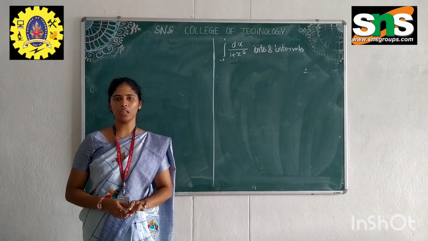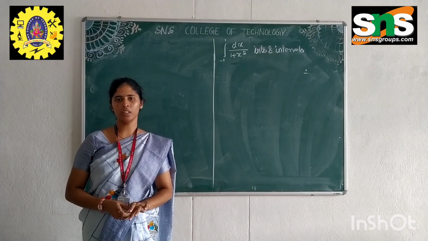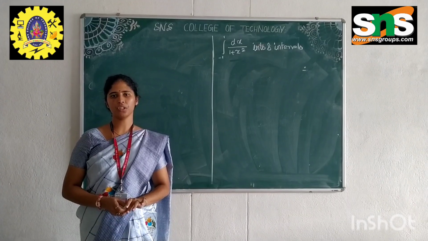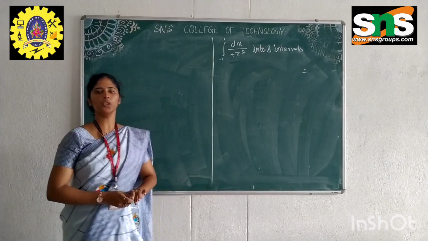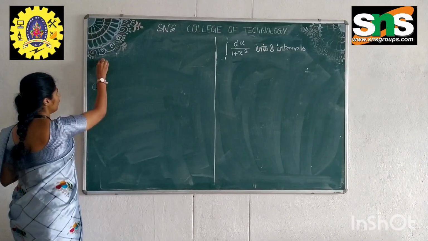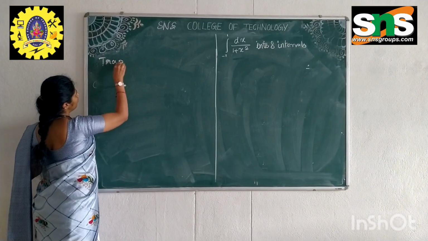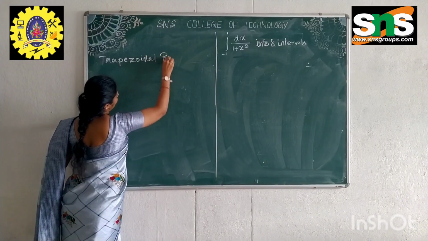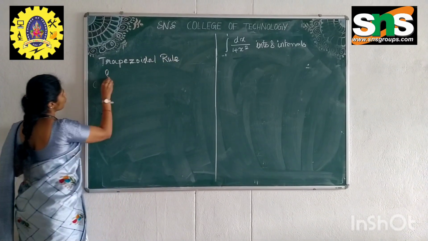Today we are going to see a topic called numerical integration in the lecture series interpolation, numerical differentiation and integration. In numerical integration we have two methods. One is the trapezoidal method and the other one is Simpson's one-third rule.